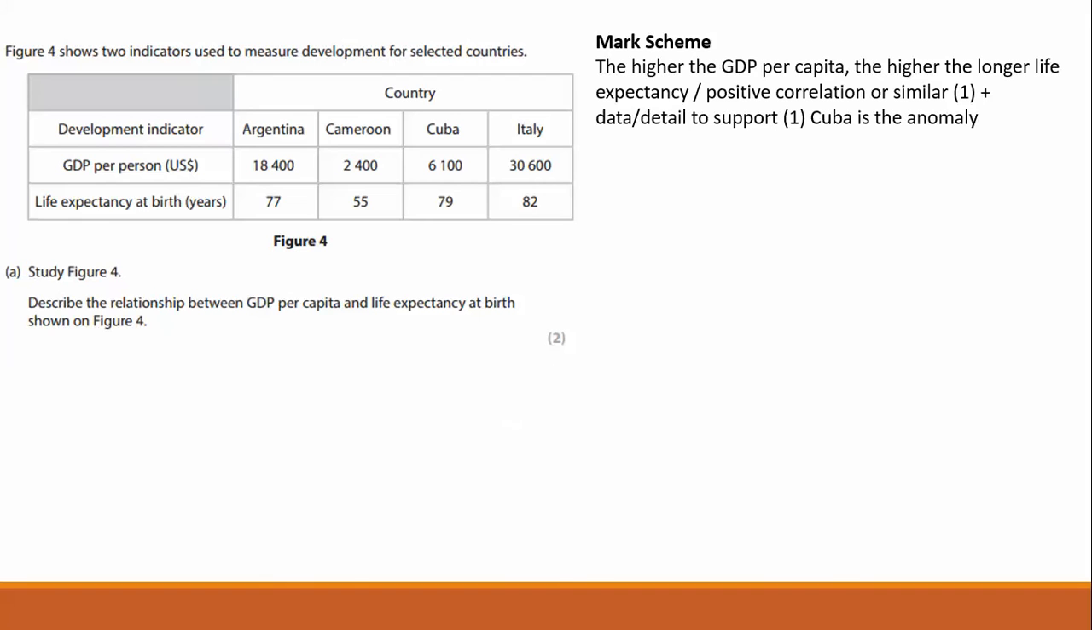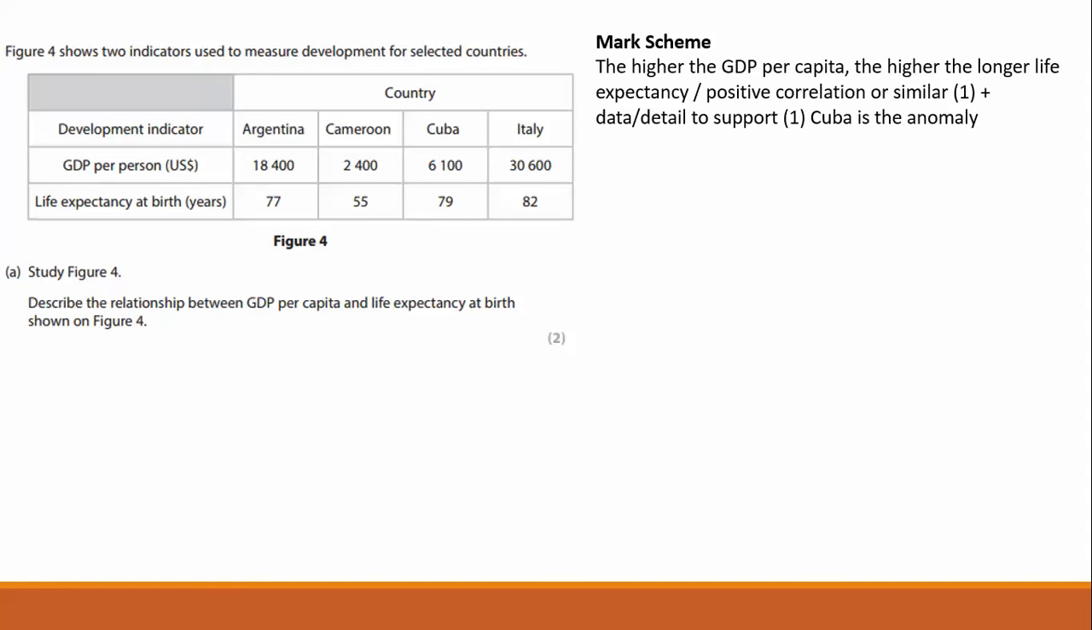Question 1. Describe the relationship between GDP per capita and life expectancy. Basic principle: the higher the GDP, the higher the life expectancy, and then you stick some data in to pick up the marks. Most of you did this very effectively. Cuba was an exception. Well done if you picked up on that as well, and that would have got you credit.